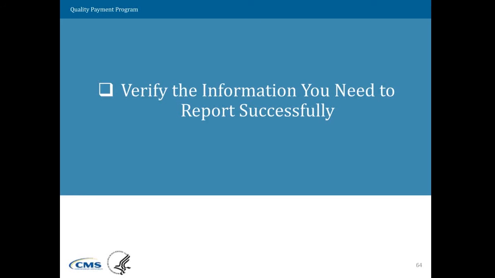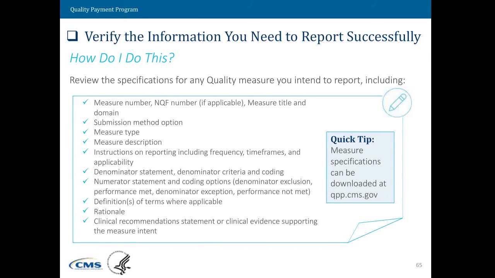Now let's move on to slide 64 and talk about how to verify the information that you need to report. Slide 65 provides an extensive list of this information, and I do want to emphasize a few key specifications that may be helpful to you in reviewing the information that you need to report. Taking a look at the measure number, the measure title, of course, is important to know which populations are applicable there, and looking at the submission method option. Not every quality measure or improvement activity can be submitted by the same submission method. So looking at what submission method makes the most sense to you is very important.